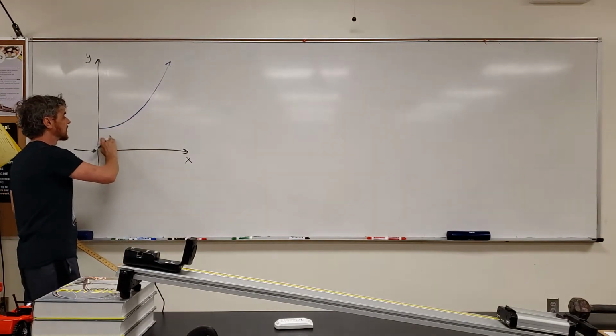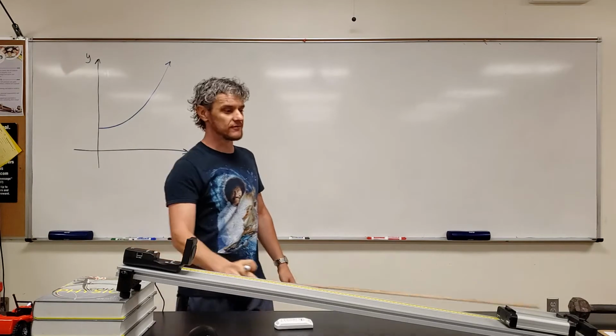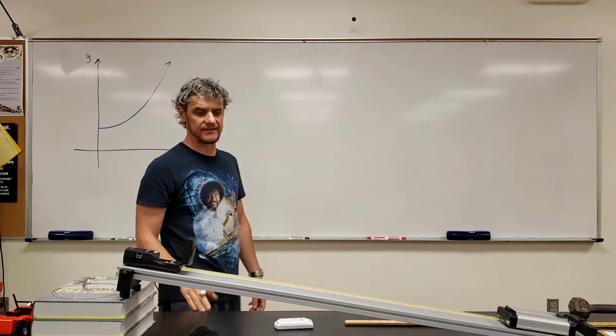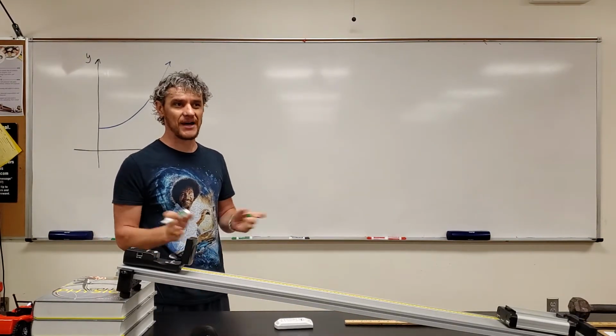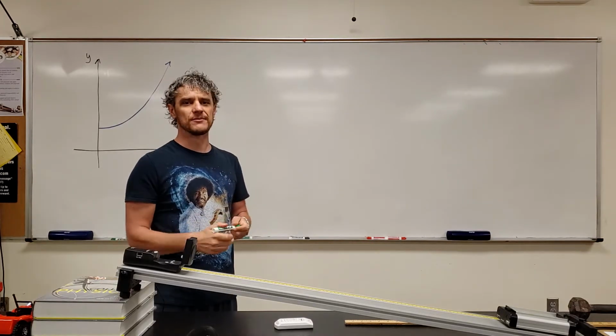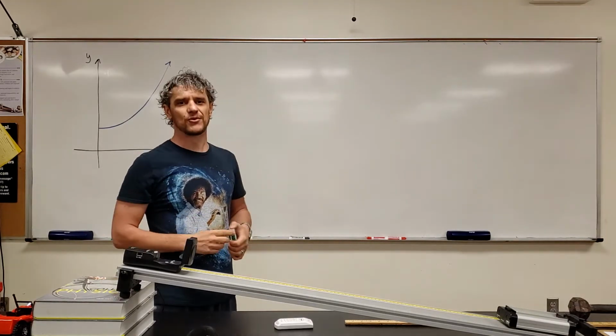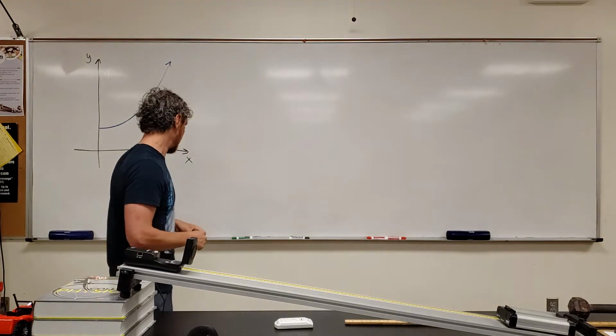Now, before the invention of calculus, a guy named Isaac Newton and another guy named Leibniz actually invented calculus independently at about the same time. But because Newton was so much more famous, we tend to give credit to Newton, even though it was two people that invented it.